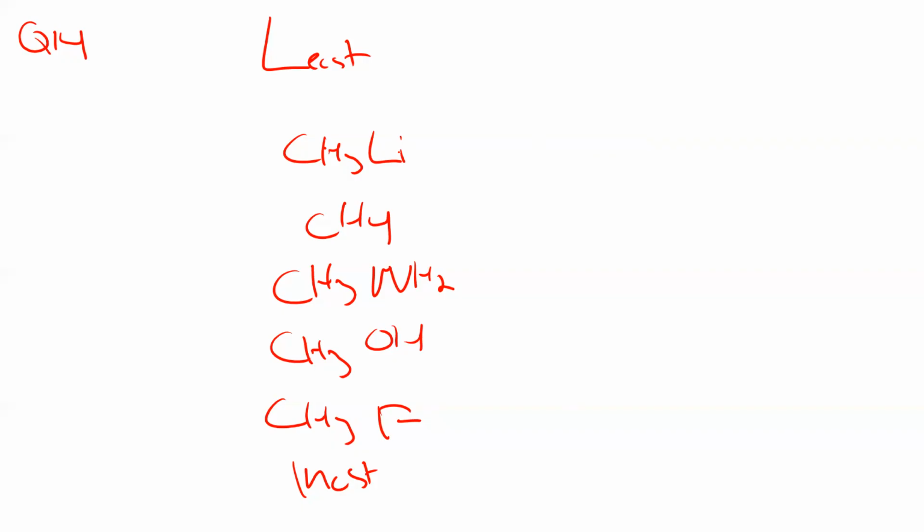So let's go to 15. Remember, you come up with this by just looking at the periodic table, looking at electronegativity. You'll find that this is over here, then you have oxygen, nitrogen, then hydrogen, and then lithium. So that's how you rank them.